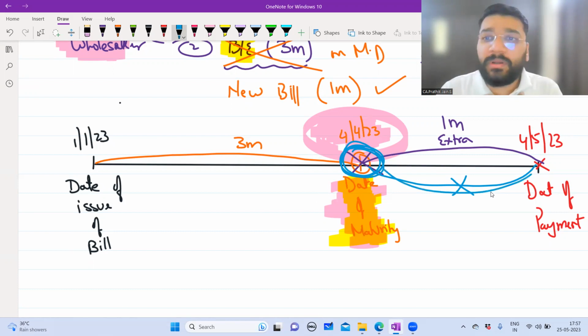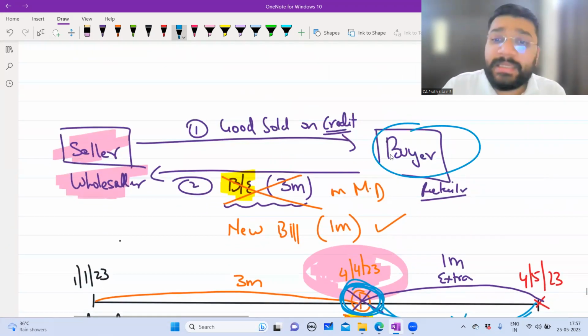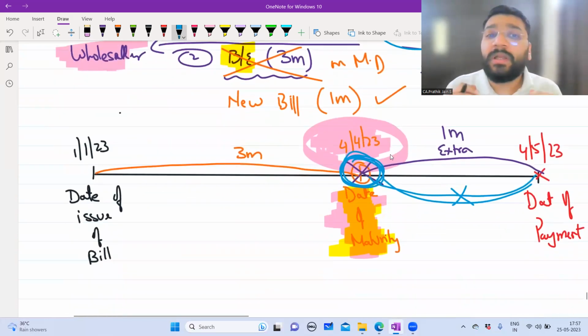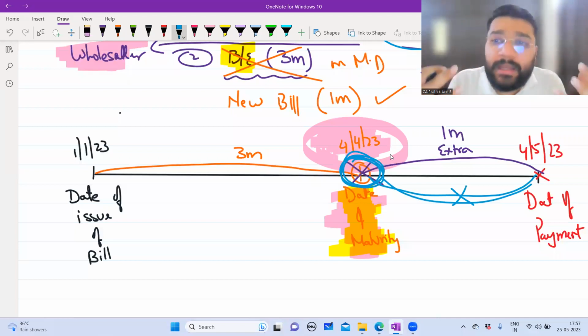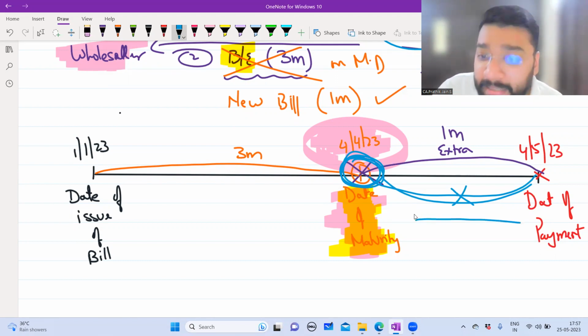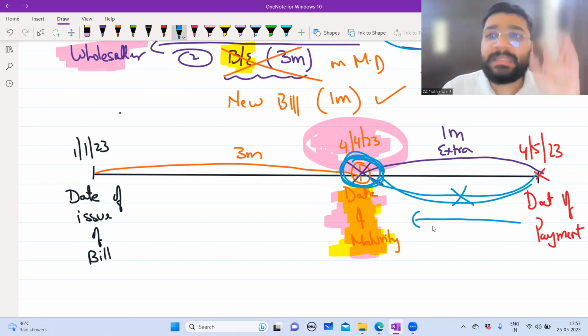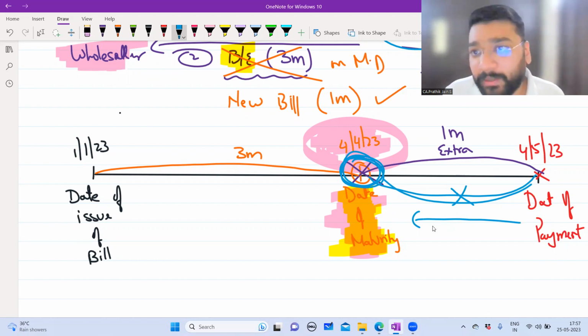So therefore, the retailer, that is the buyer in our example, is taking the responsibility of compensating the opportunity income that has been lost. That is the reason the buyer will pay interest to the seller for the extended period of time, so that he doesn't feel bad for giving the extension. He will comfortably give the extension. That is the idea behind collecting or charging interest from the opposite party, which is the customer.